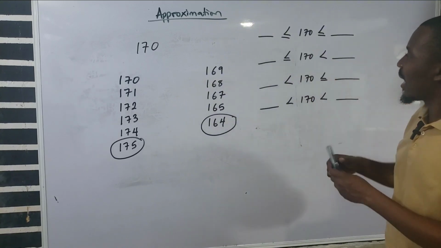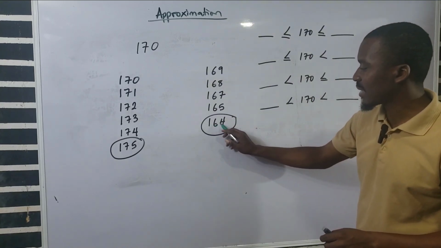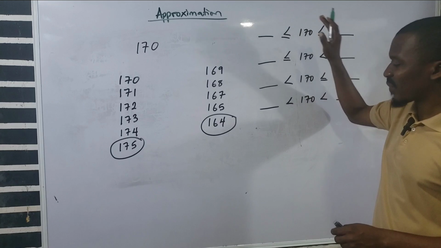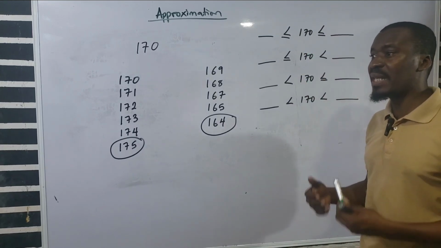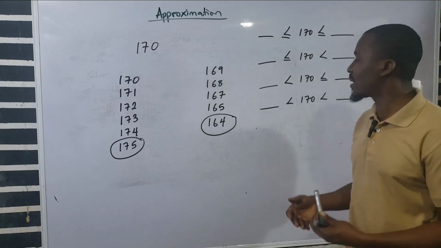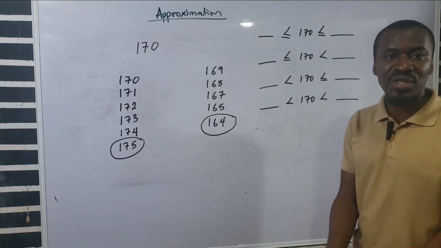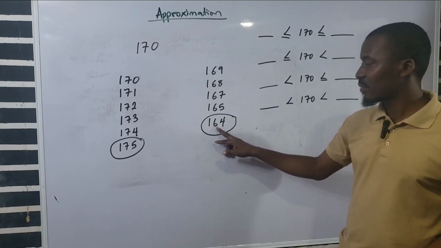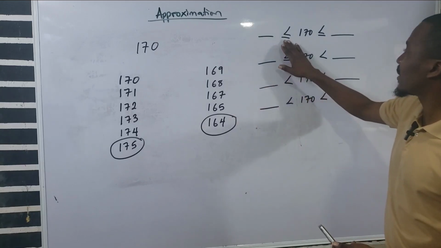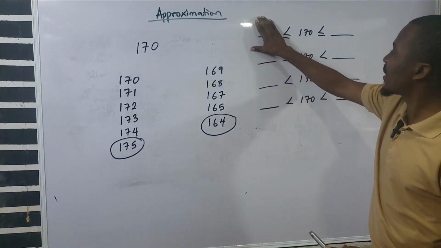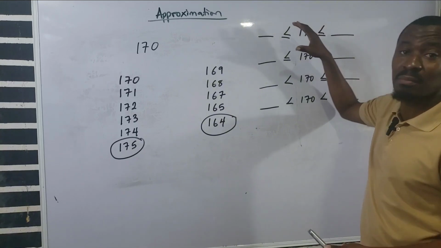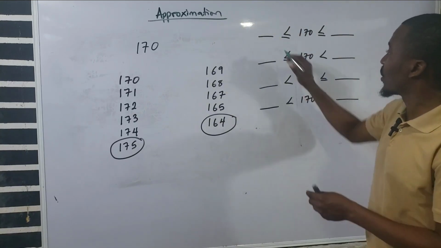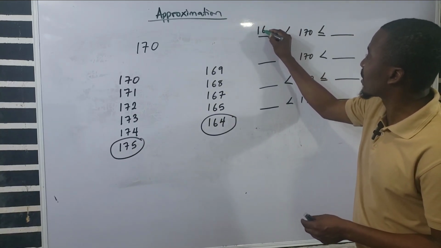In this case, I cannot put 164 because 164 cannot be the number. Because if you say less than or equal to, it simply means that we can start from this number. So a number that is less than 170, but when you approximate it, it can give you 170. What we can write here is 165.